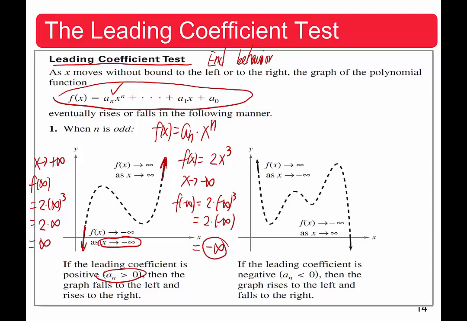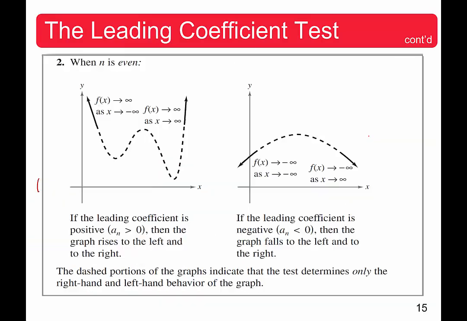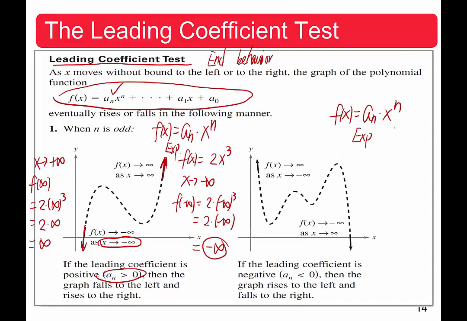And the second one, still using the leading term, a_n times x to the n power. Now we can again use an example. Let's say we're looking at when a_n is less than 0, so we have f of x equals negative 2x cubed. So x is the odd power.